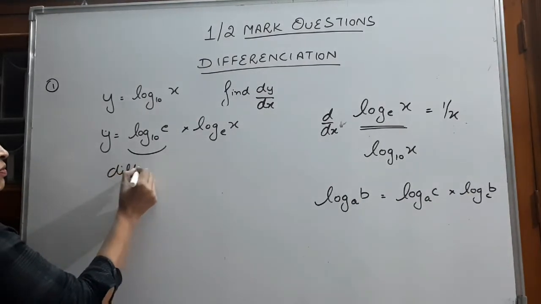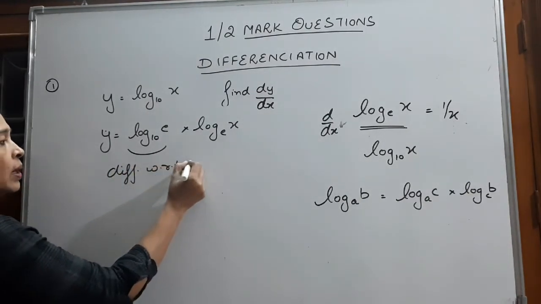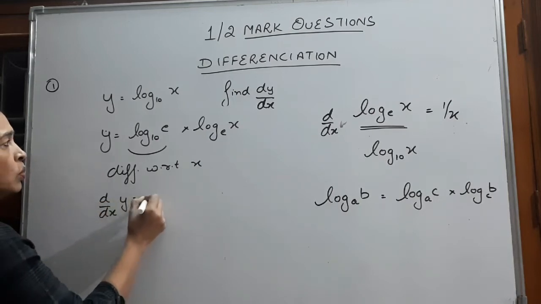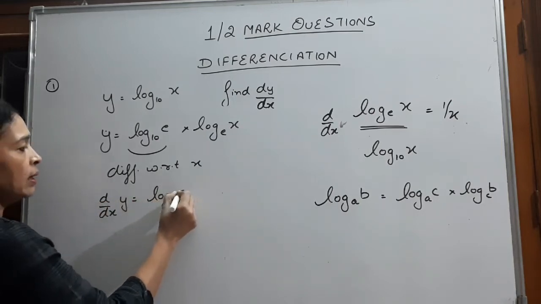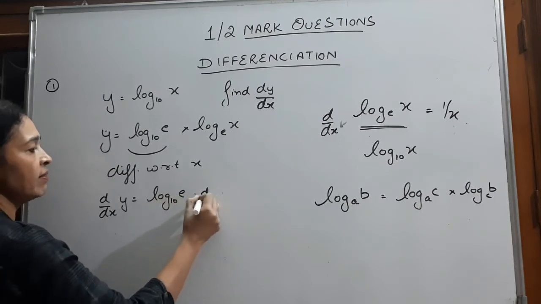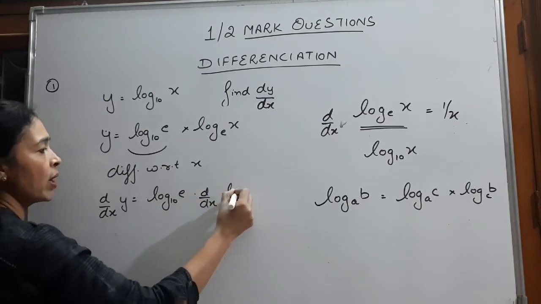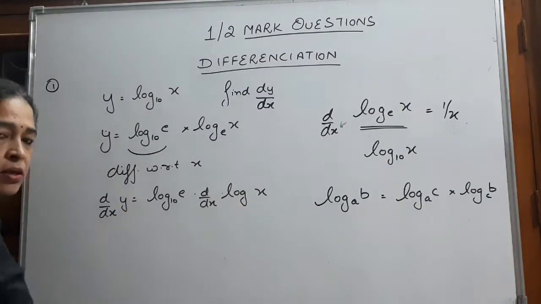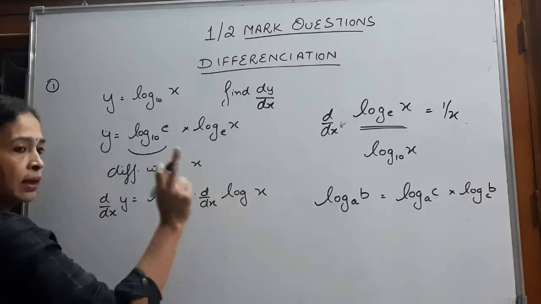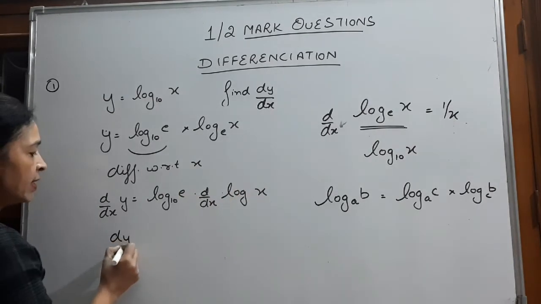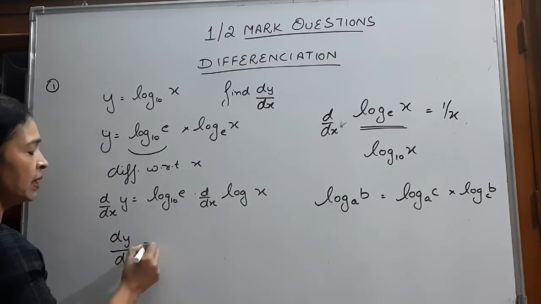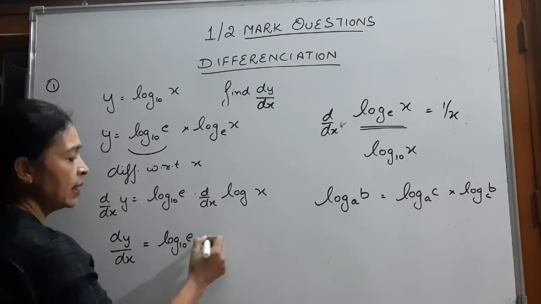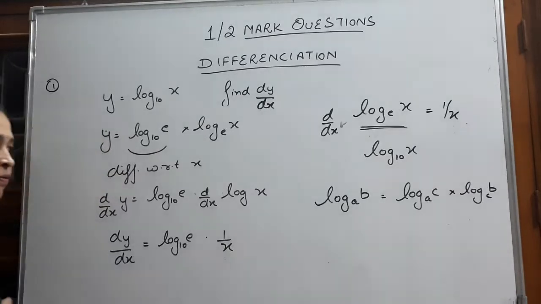Finding derivative, differentiate with respect to x. d upon dx of y equals log e to the base 10 into derivative of log x. Log x to the base e can be written as log x, e is understood. Now बच्चे, derivative of y is 1 into dy by dx equals log e to the base 10 into derivative of log x, which is 1 upon x.